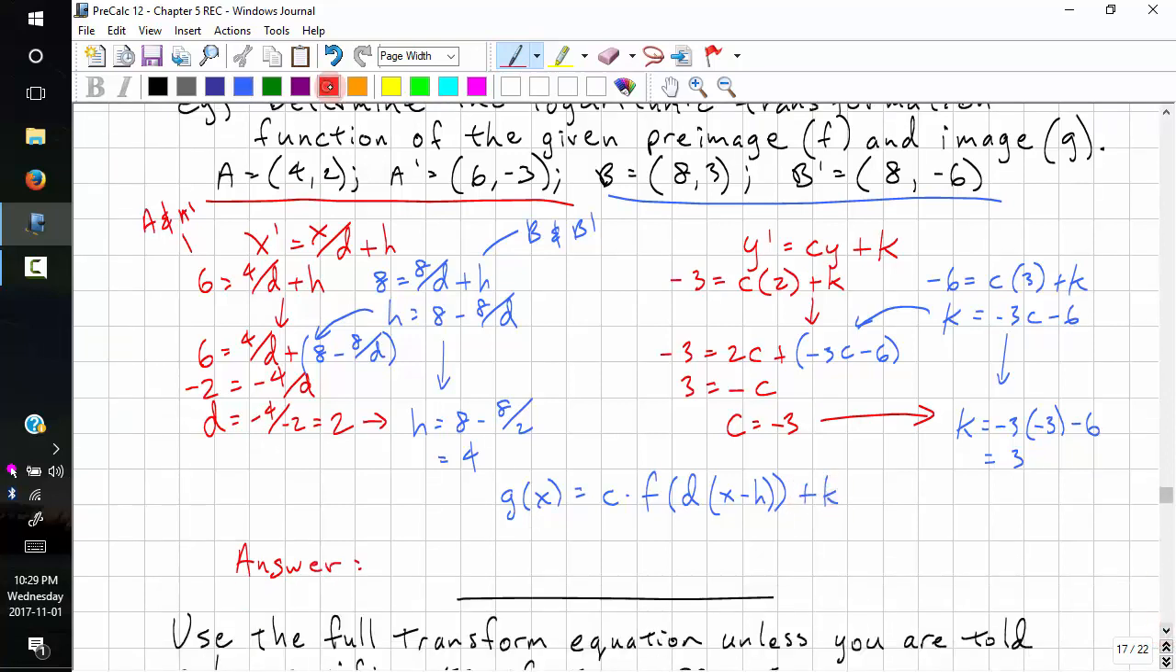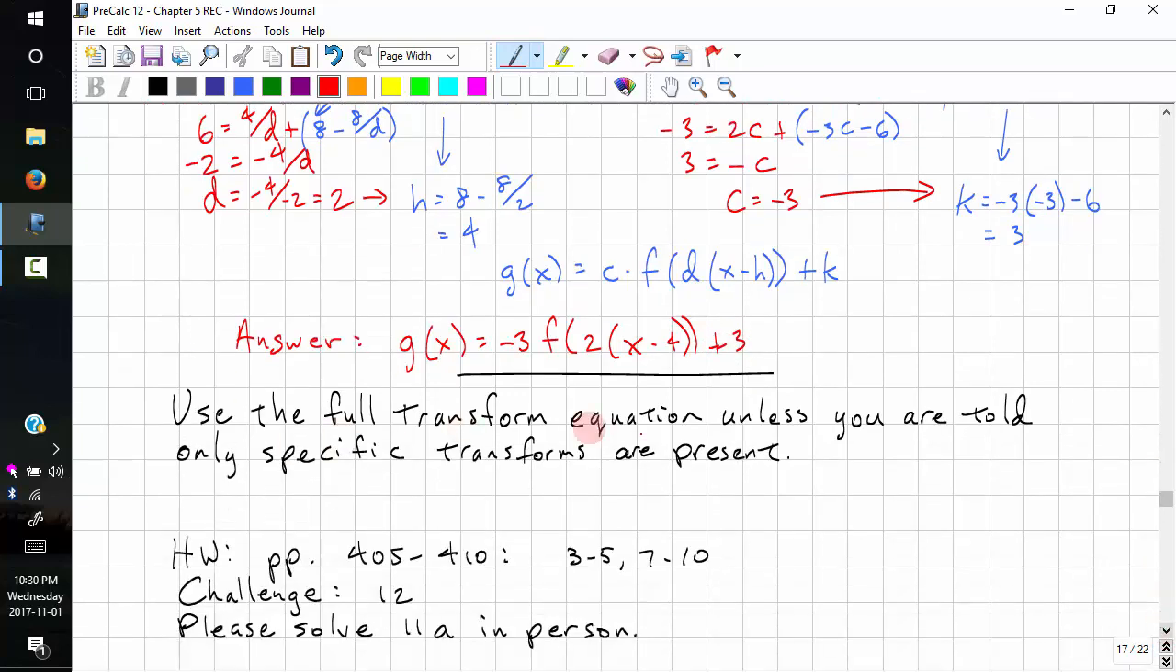Now all we have to do is substitute our values. G of x equals negative 3 times f of 2, x minus h, that's x minus 4, 2 brackets, there's 2 left brackets, so you need 2 right brackets, plus k, so that's plus 3.